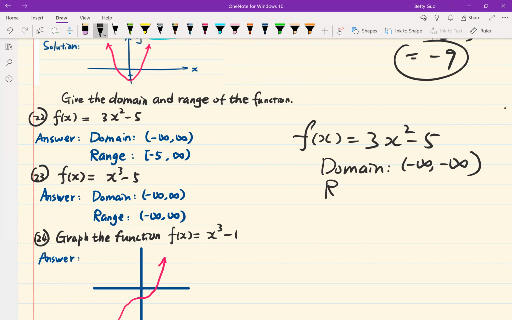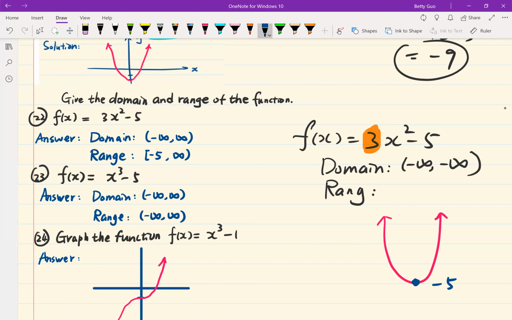For the range, we need to think about the graph of this function. This is a quadratic function. Leading coefficient is positive. So the graph of this function is a parabola that opens up. The range would be all the values of y. The function has a minimum value at negative 5.